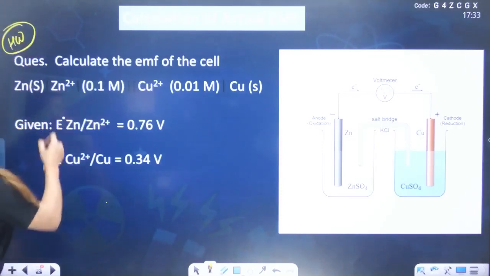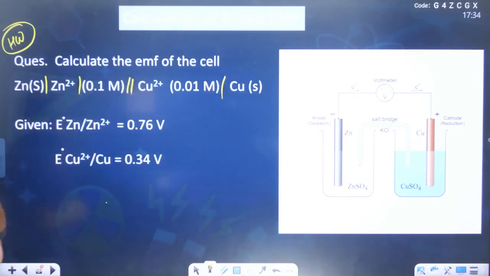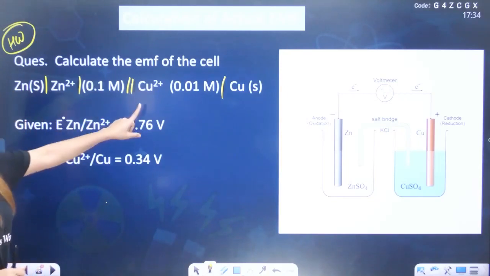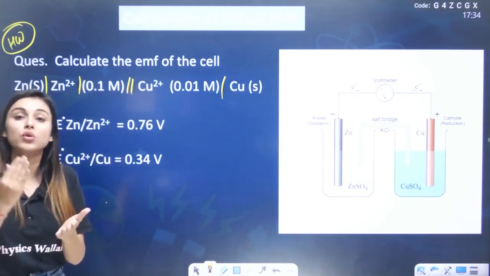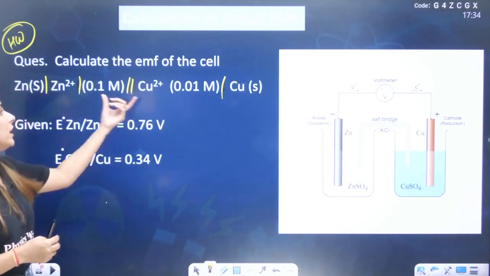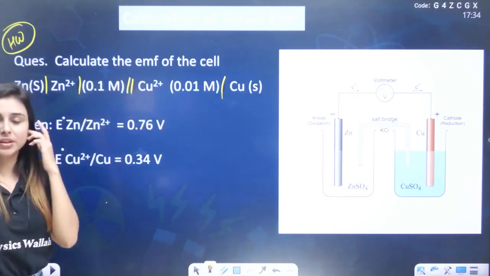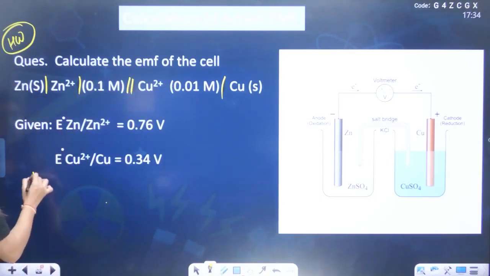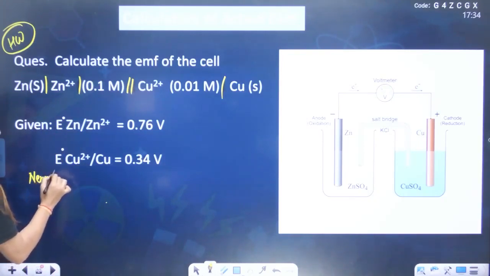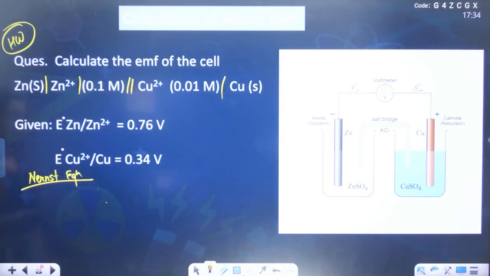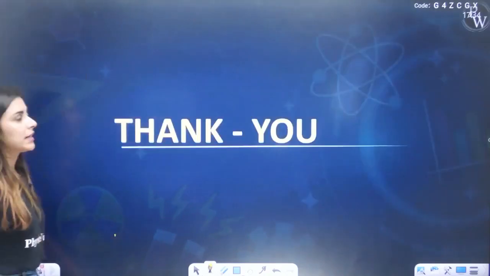You are given the cell representation and you have to calculate the EMF of the cell. So calculate the EMF of the cell, but this time, my dear students, just see. First you have to find the net cell reaction, then you will have to calculate the E naught of cell, and then you will apply the concentration Q part as well. Okay, so try this question. We'll be doing this question in the next class as well. Okay, try using the Nernst equation. I'm writing it here. You have to use the Nernst equation. Okay. Perfect. Try this and then we'll discuss in the next class.